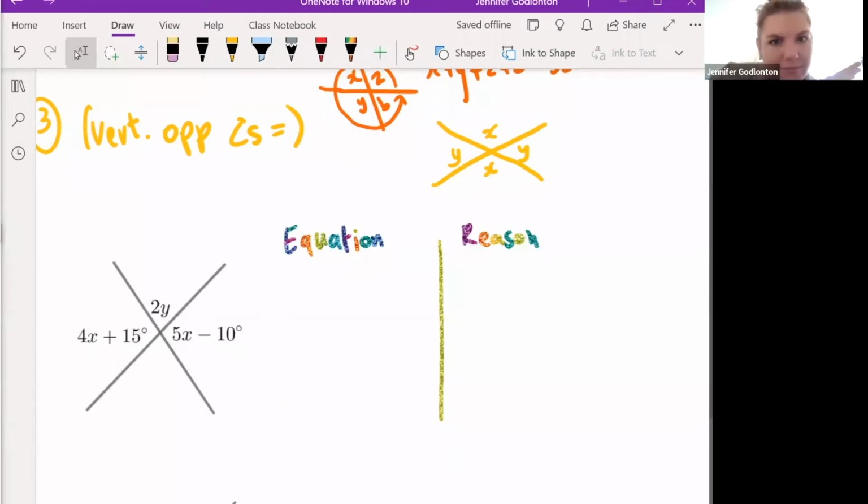And don't panic. The key to geometry is not to panic.